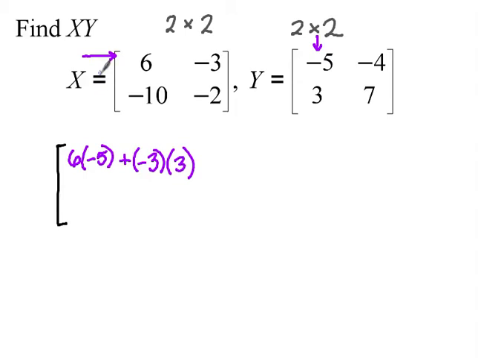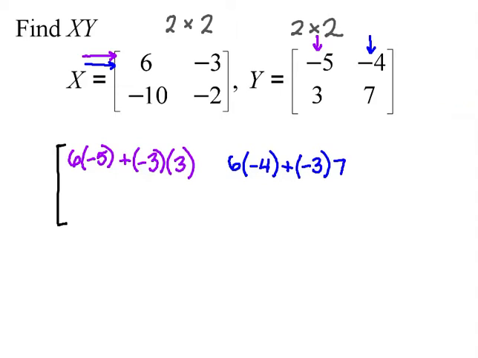Now I'm going to do row 1, column 2. So I'm going to take 6 times what? -4, and I'm going to add that to -3 times 7. So first times first plus second times second. So far, so good.